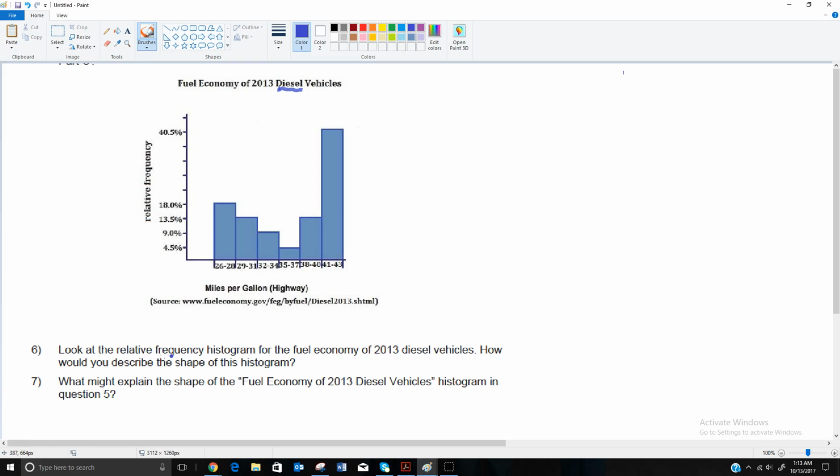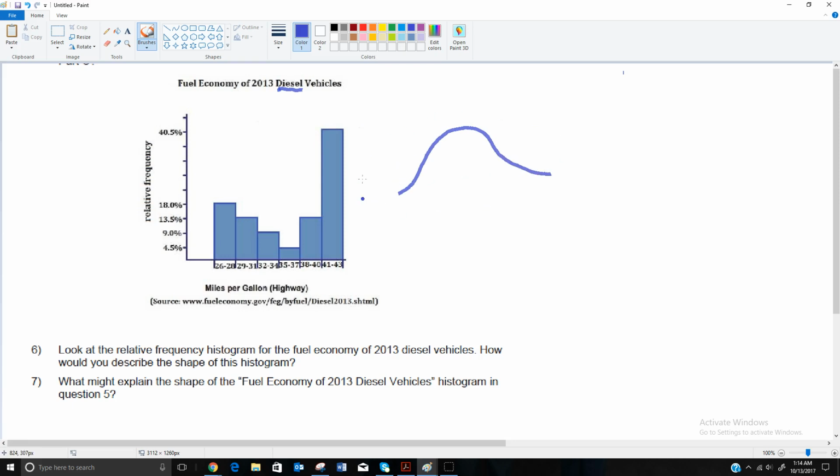It says, look at the relative frequency histogram. This is a relative frequency histogram, so it gives these in percentages rather than in actual numbers. How would you describe the shape of this histogram? Well, this one kind of goes backwards of what we had before. Remember, the first one we looked at in this unit was more like this.